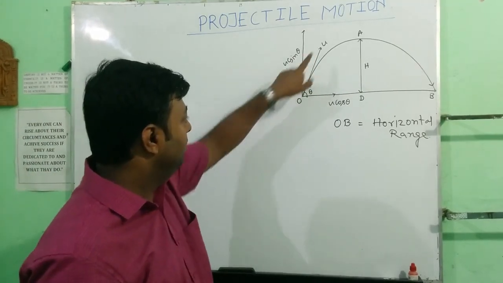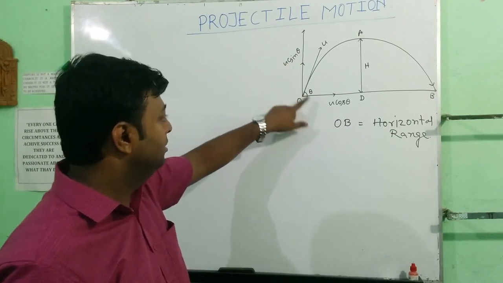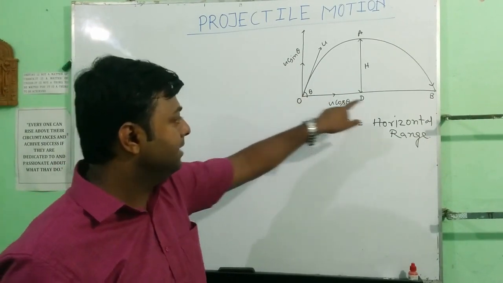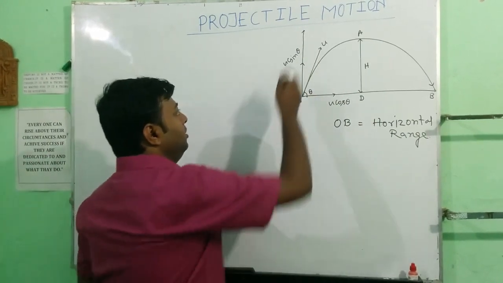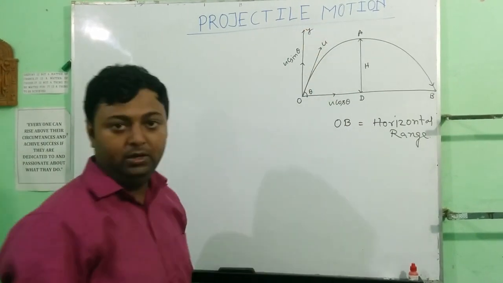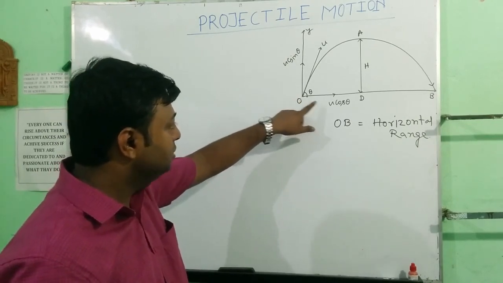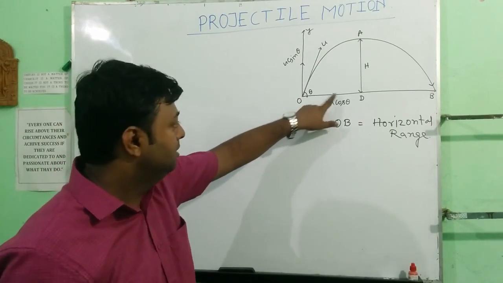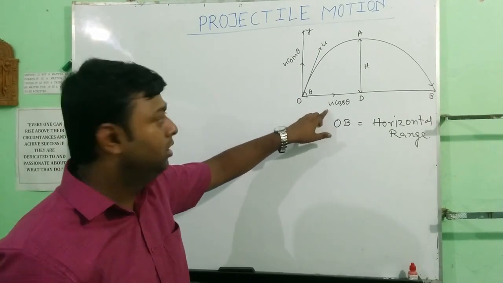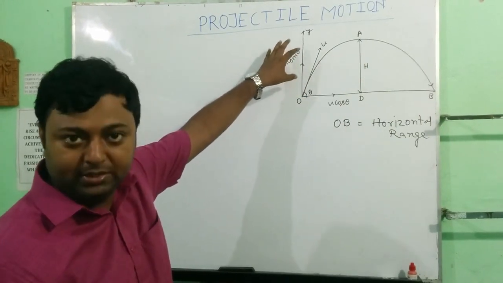Now U is at an angle theta, so we resolve it into two parts. In the x direction it is U cos theta, and in the y direction it is U sin theta. For the particle, the initial velocity along the x direction is responsible for U cos theta, and along the y direction it is responsible for U sin theta.